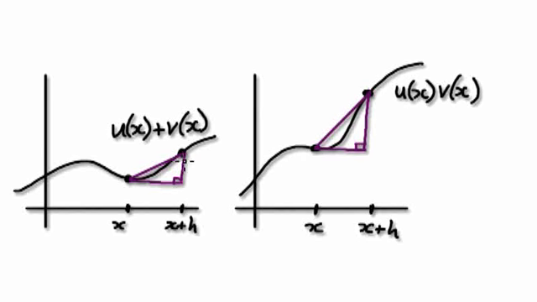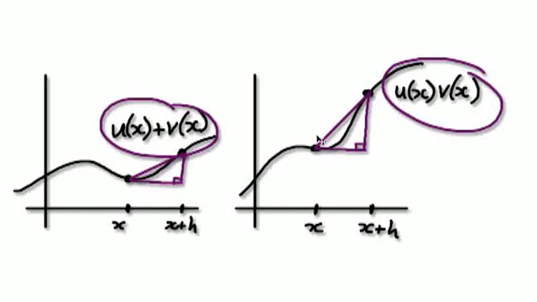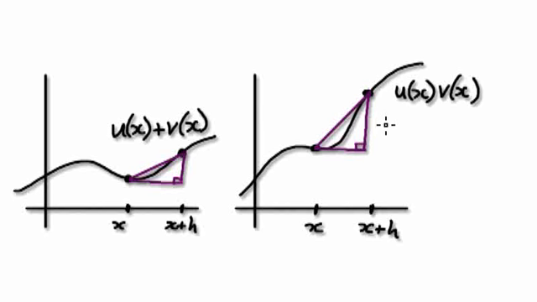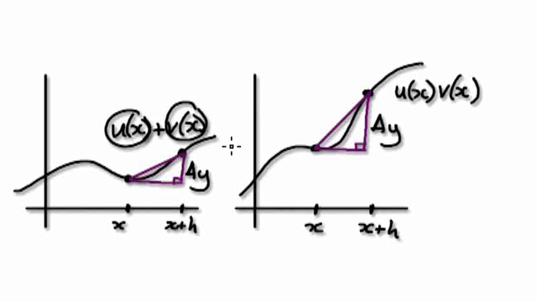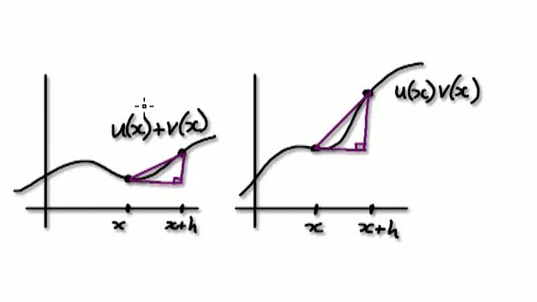Now, the key to understanding why this is so much more complicated than this is in trying to understand why this delta y is so much more complicated than this delta y. When you add the two parts, delta y is really simple, but when it comes to multiplying two parts, delta y becomes a lot more complicated, and here's why.